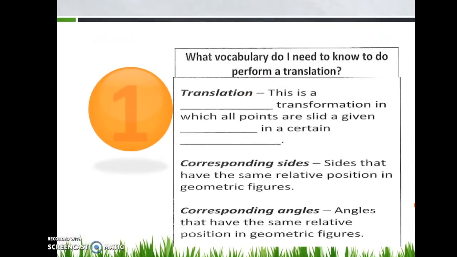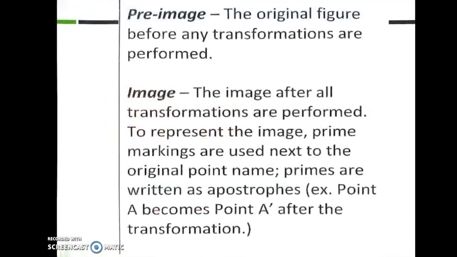What vocabulary do I need to know? What is translation? This is the congruence transformation in which all points slide a given distance in a certain direction. We already spoke about corresponding sides and corresponding angles. Pre-image and image. We noted that the pre-image is the original figure before any transformation, and the image is what happens after all the transformations.